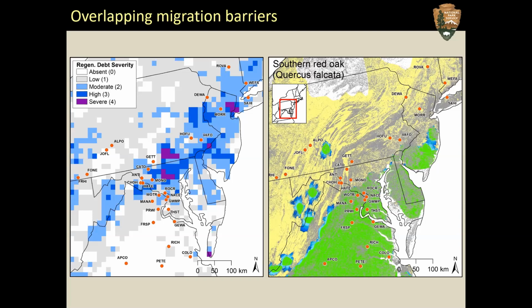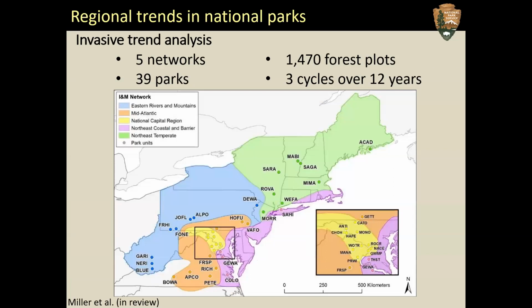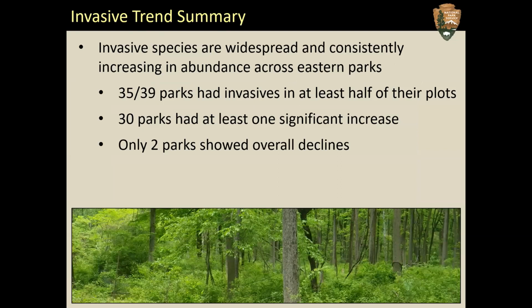First I'll talk about invasive plants. We have an invasive trend analysis that's in review right now, where we looked at invasive abundance in 39 parks that have been sampled at least 3 times over the last 12 years. It's over 1,400 plots. We found that invasives are widespread in our region, and they were consistently increasing in abundance across our parks. 35 out of the 39 parks we looked at had invasives in at least half of their plots. 30 of the parks had at least one significant increase in invasive abundance.